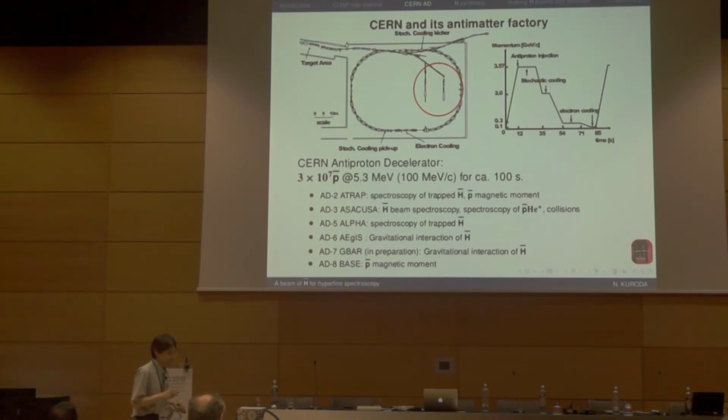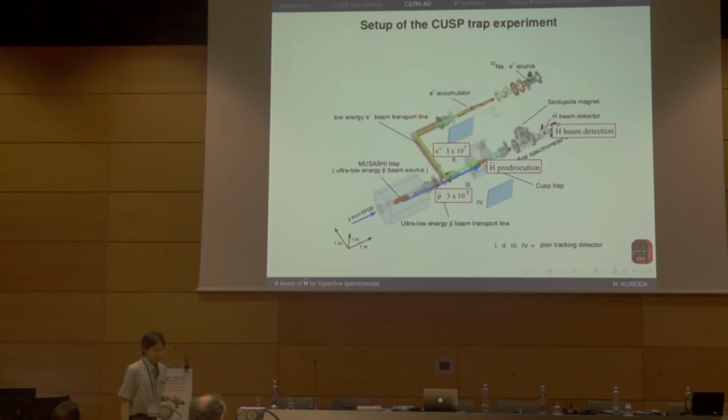Now, at CERN, six experiments are working, and this is our experiment to make an antihydrogen beam. They are also making antihydrogen beams, but for a gravitational experiment. So this is our setup. As I said, we have a sodium-22 source to obtain positrons. Here is an antiproton trap. Antiprotons from AD are confined inside this trap and cooled down to, say, some electron volt energy. Positrons and antiprotons are transferred to this first trap, and we mix them and make antihydrogen.